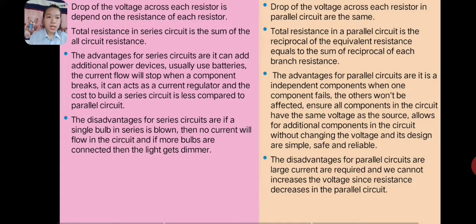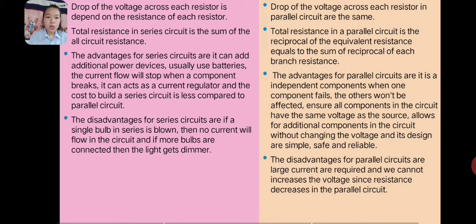However, the advantages of the parallel circuit are: it has independent components. When one component fails, the others won't be affected. The parallel circuit can also ensure that all components in the circuit have the same voltage as the source. It also allows additional components in the circuit without changing the voltage, and the design of parallel circuits is simple, safe, and reliable.